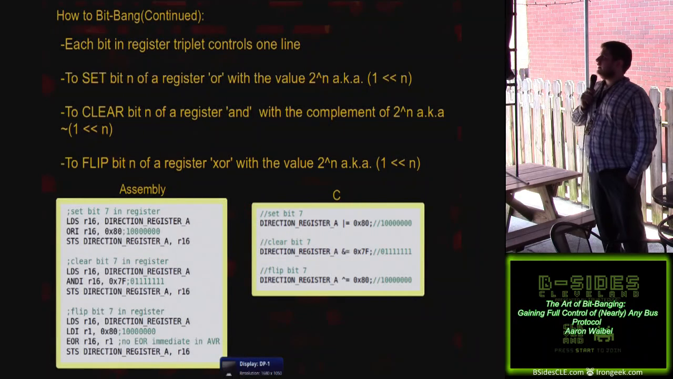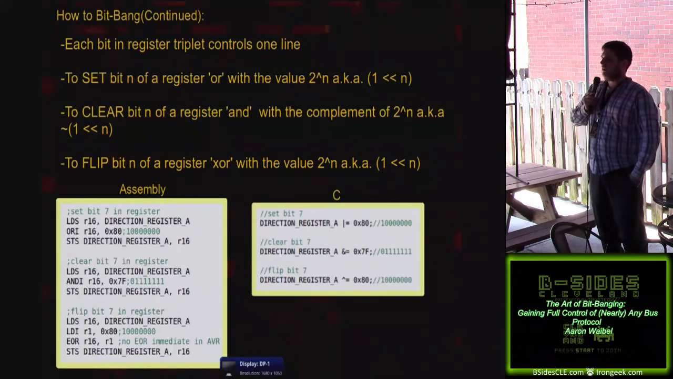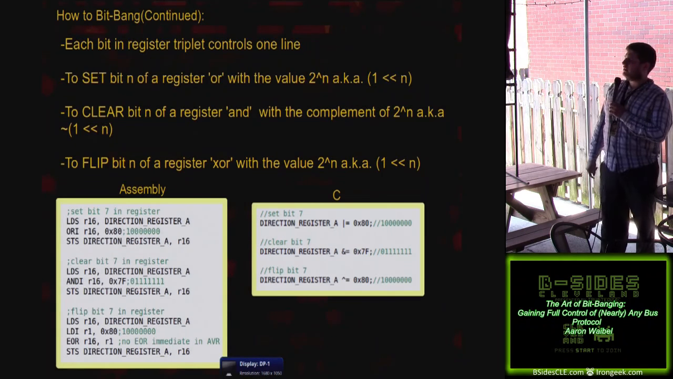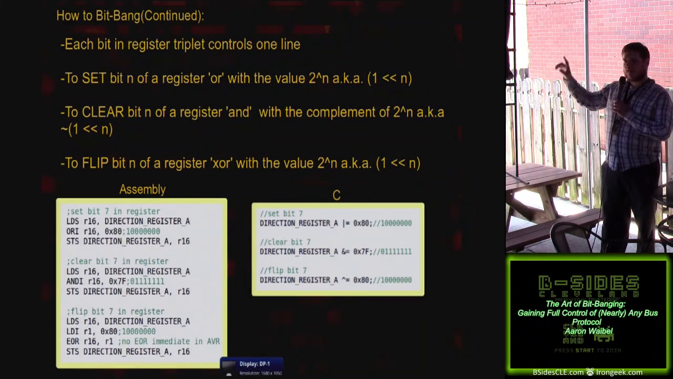To set an individual bit in a register, you just use a bitwise OR. The value you bitwise OR it with is 2 to the power of whatever bit you're trying to set. For example, to set bit 0, you would do 2 to the 0, which is 1. And so forth. For bit 7, you can see here it's 128, or hex 80, the value I'm using to set bit 7 in the register. Likewise, to clear a bit, you AND it with the complement of that. And if you just want to flip a bit without having to read it in and know what state it's currently in, you can use the exclusive OR and XOR it with the bit that you're trying to flip.